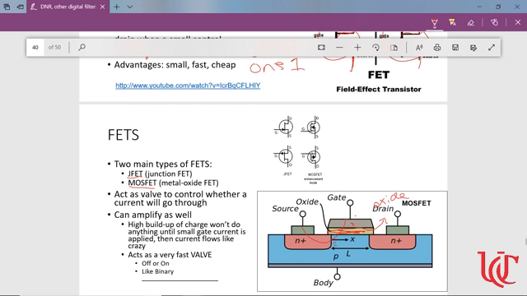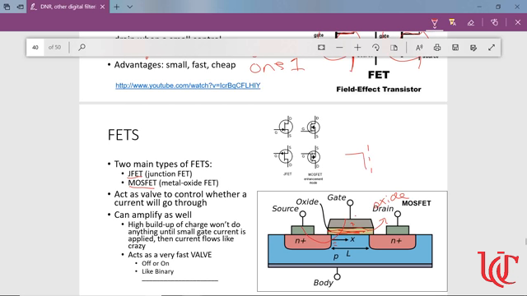A junction FET will have a line in its circuit schematic that goes directly to the gate, or sometimes with a little gap between that. But my metal oxide FET has this kind of dashed line before I have my gate, indicating that there's an insulating barrier there.